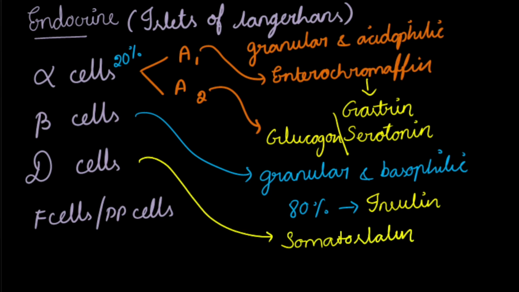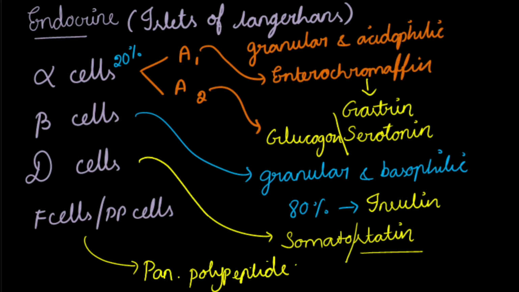With the name itself, you can identify the action of this hormone. Somato is nothing but growth. Statin means there is some stagnation. So this hormone helps in the inhibition of growth hormone. And finally, the F cells secrete pancreatic polypeptide.